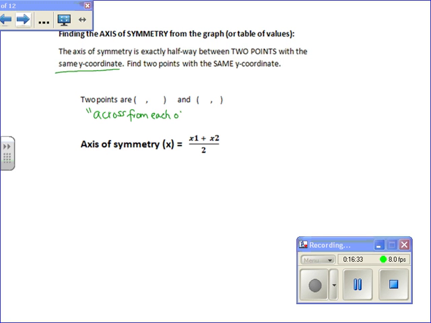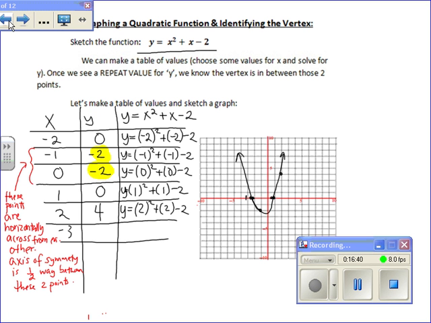so that means they have to have the same y coordinate. Okay, let's look. If we look at our table, we already found them. Okay, we said that these points here have the same y coordinate. Okay, and here they are here also on our graph. Okay, they have the exact same y coordinate.